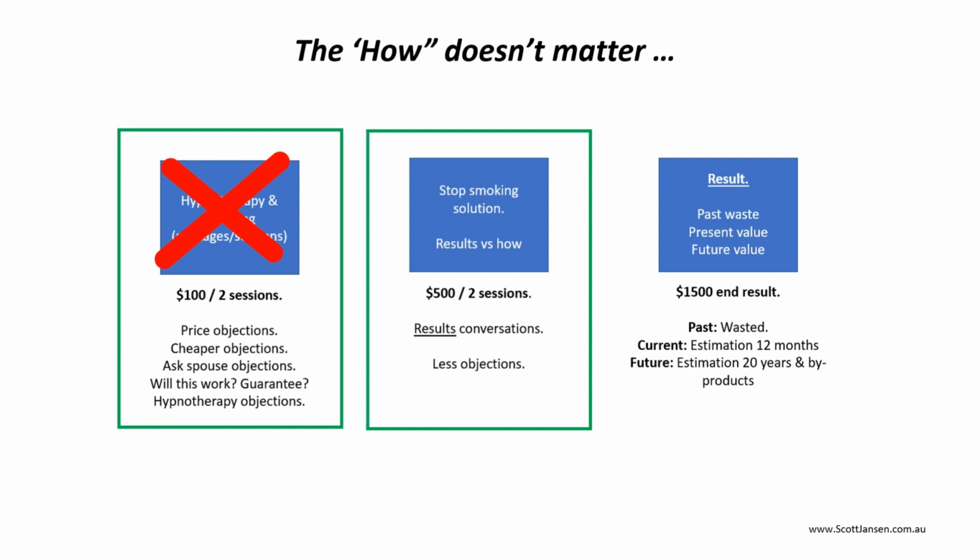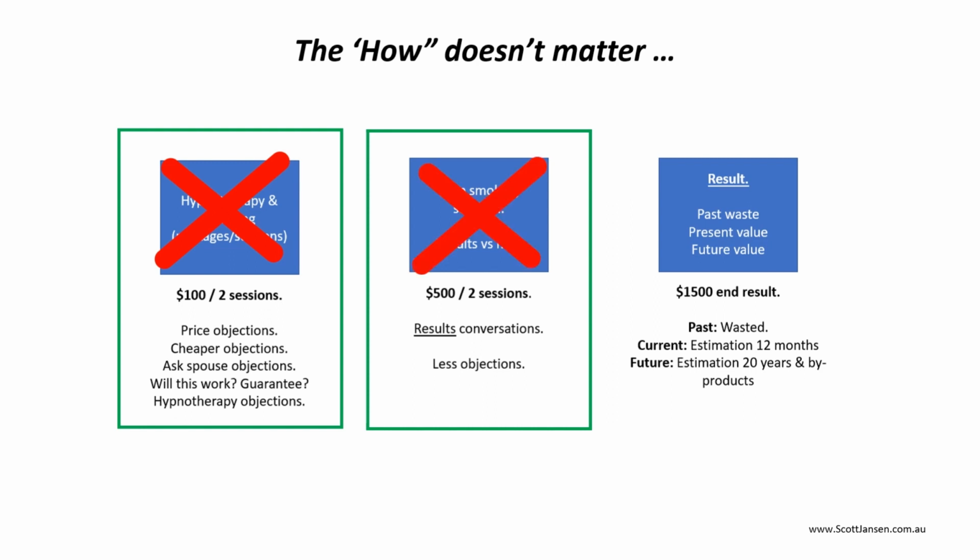And what's funny is I got less objections. All of the objections I was getting when I was selling hypnotherapy were a laundry list. I'd spend hours talking about this stuff, trying to convince people, all for them to say no in the end anyway. When I stopped talking about the how and started talking about results, I got less objections. So I noticed that it was starting to work, but it still wasn't good enough.